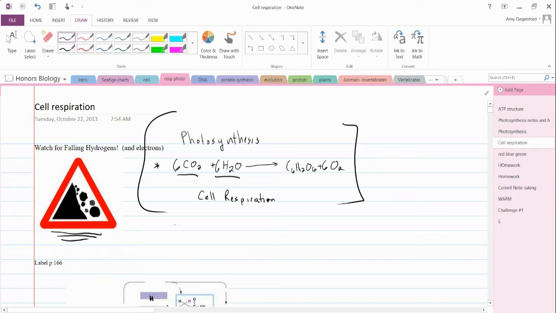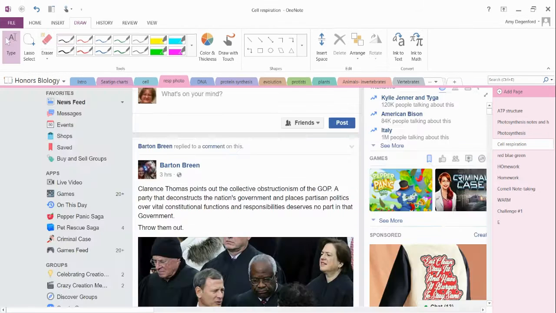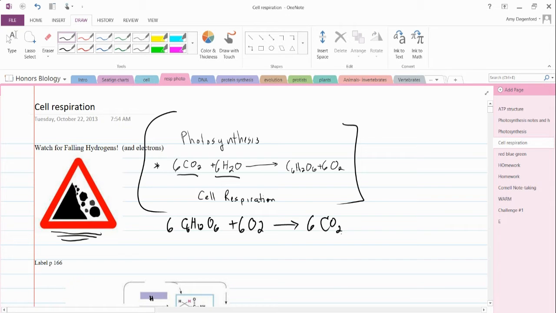Now, cell respiration is going to look like it's the exact opposite. So you're going to take 6 glucose molecules and you are going to combine that with your oxygen. And what you want to see is then 6 carbon dioxide and 6 water. However, ultimately what we want is ATP and lots of it.